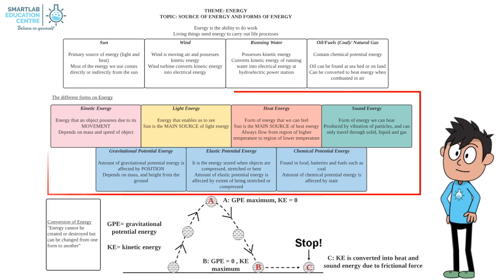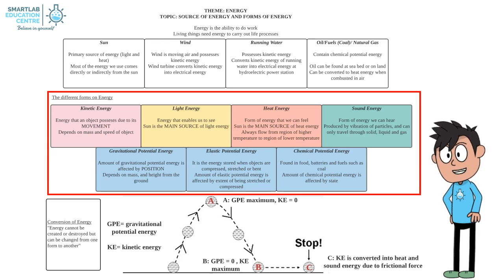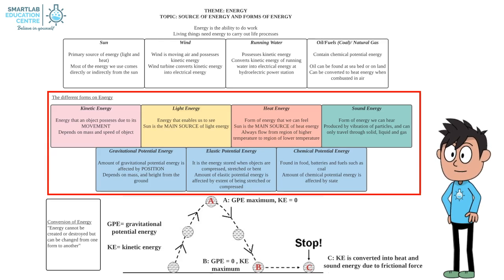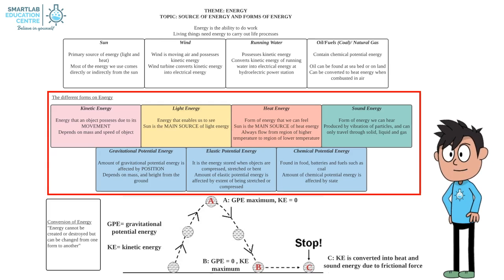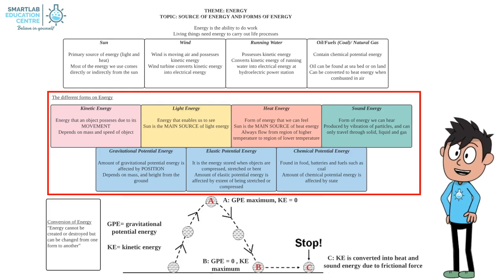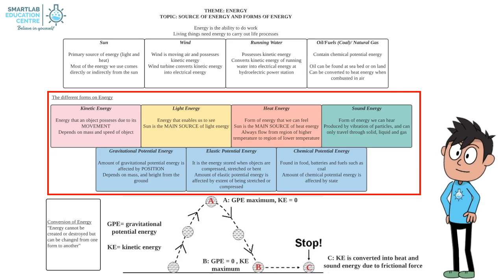Forms of energy. First, we have kinetic energy. An object possesses kinetic energy due to its movement. Any matter that moves has kinetic energy. The amount of kinetic energy depends on its mass and the speed of object. Second, we have light energy. It is a form of energy that enables us to see. Sun is the main source of light energy on Earth.